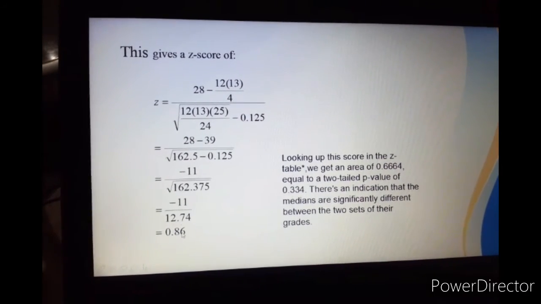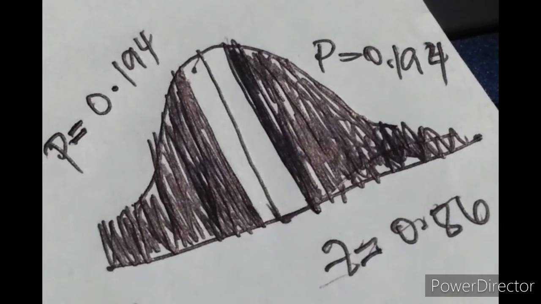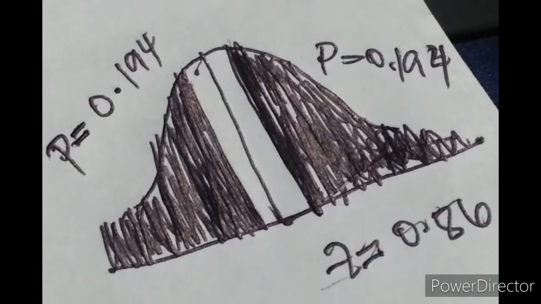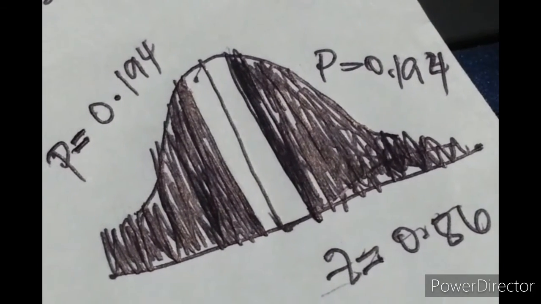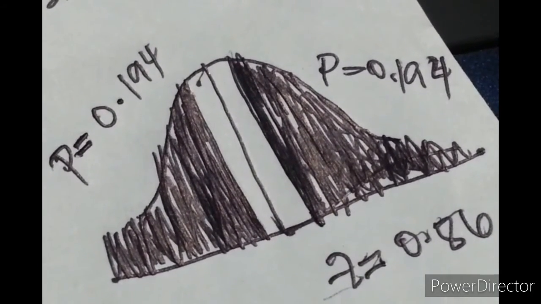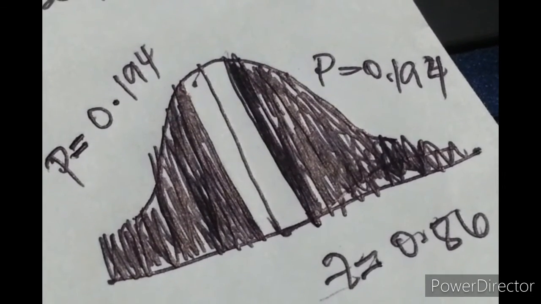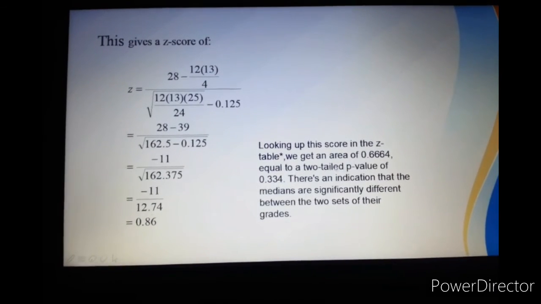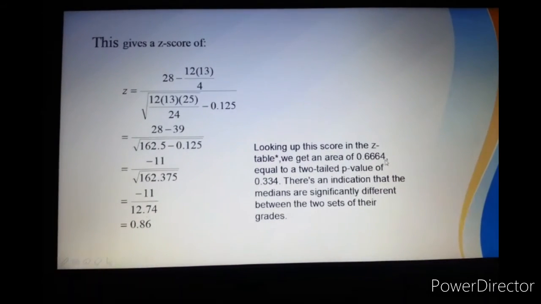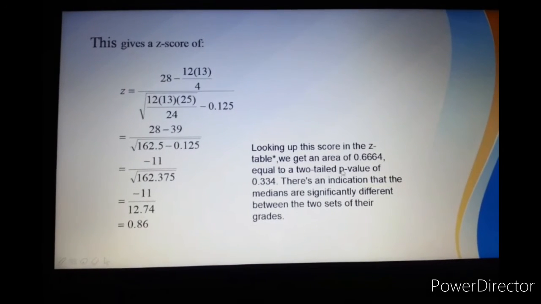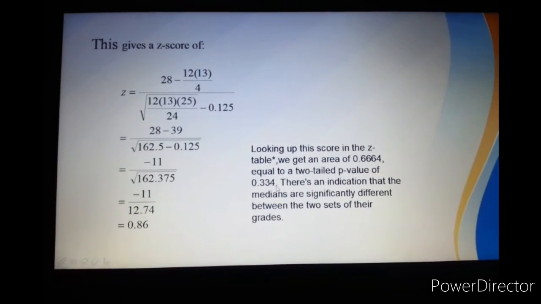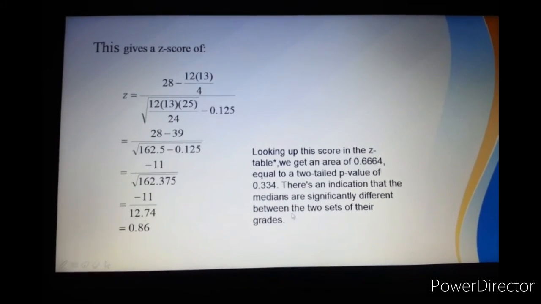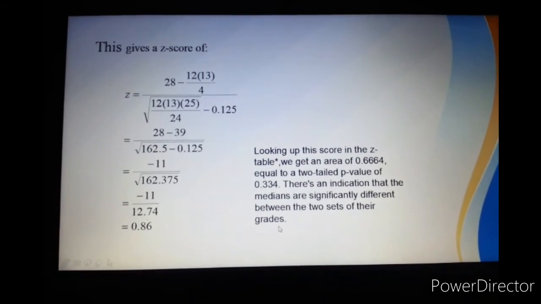So it is 0.86. This time, this is our graph. Our z-score value is 0.86. From the z-table, we get the p-value. Looking up this z-score in the z-table, we get an area of 0.6664, equal to a two-tailed p-value of 0.334. So there's an indication that the medians are significantly different between the two sets of grades.